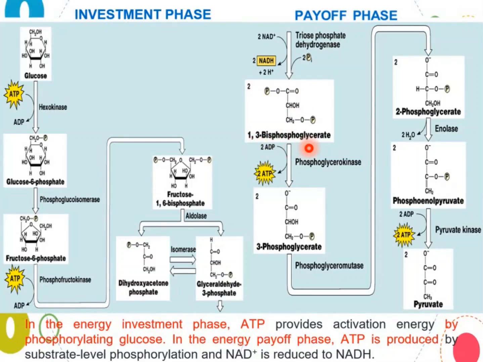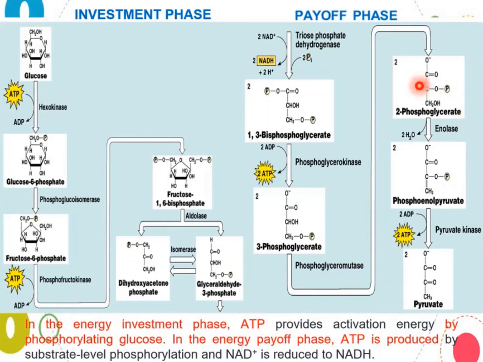Then 1,3-bisphosphoglycerate undergoes dephosphorylation to become 3-phosphoglycerate. This reaction is catalyzed by phosphoglycerokinase. During the dephosphorylation process, the phosphate group from 1,3-bisphosphoglycerate is removed and transferred to ADP. So ADP here is phosphorylated to become ATP. At this step, there are two molecules of ATP produced. Then 3-phosphoglycerate rearranges and converts to produce its isomer 2-phosphoglycerate. This reaction is catalyzed by phosphoglyceromutase enzyme.